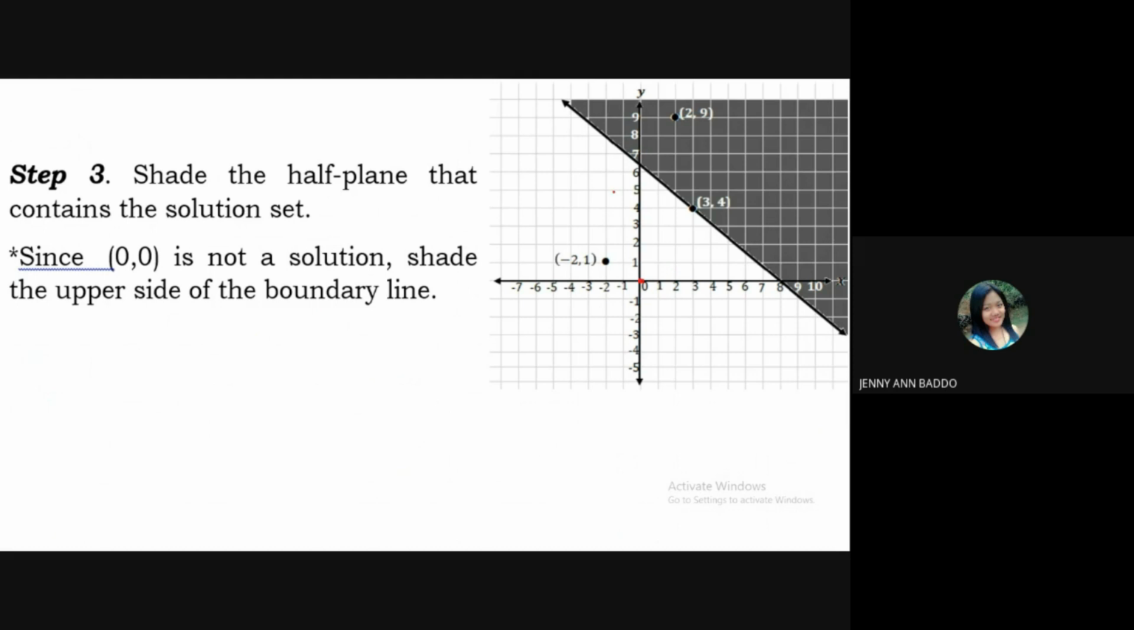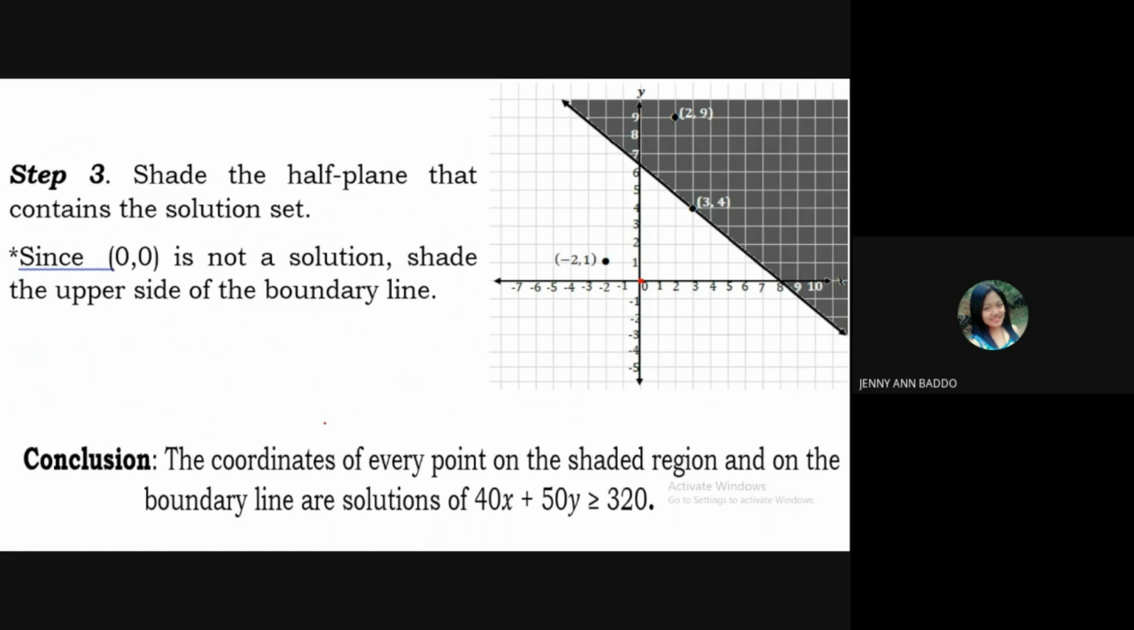Take note, it's not a part of the solution set. So since this is our plane divider and (0, 0) is not a solution, then we shade the right side of the plane divider, the upper right side. If we arrived at a true statement for step 2 a while back, then we will shade this region where (0, 0) lies.